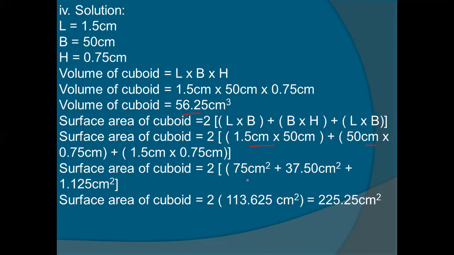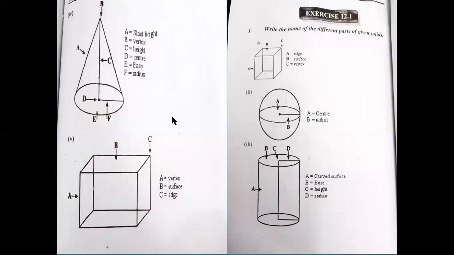Now after placing the values we have this result. After multiplication we have got 175 square centimeter, that is 7.50 square centimeter, and 1.125 square centimeter. After addition of all these values we will multiply it by 2, and exactly its answer is equal to 225.2725 square centimeter.